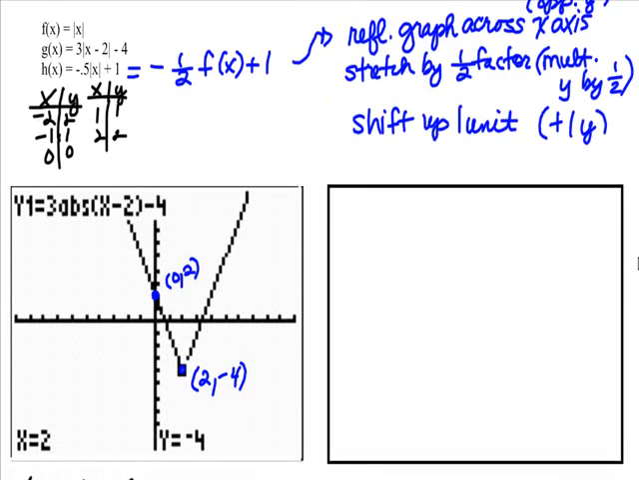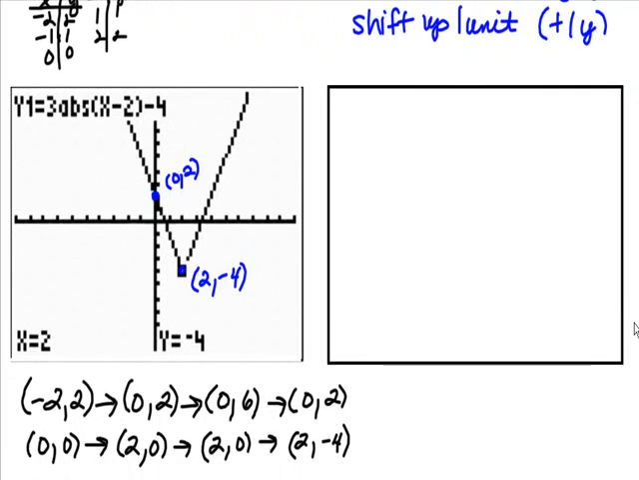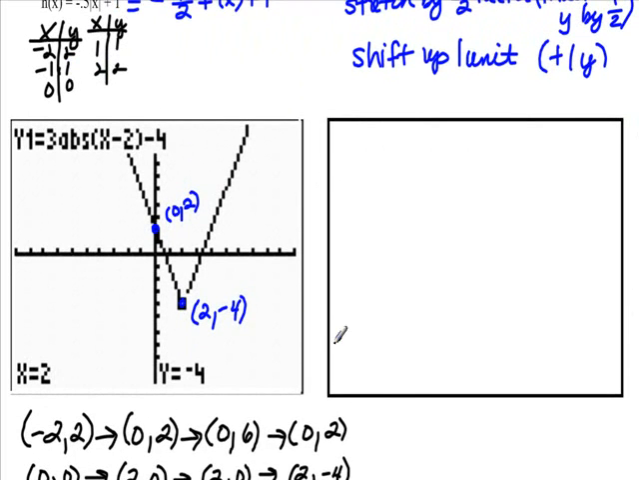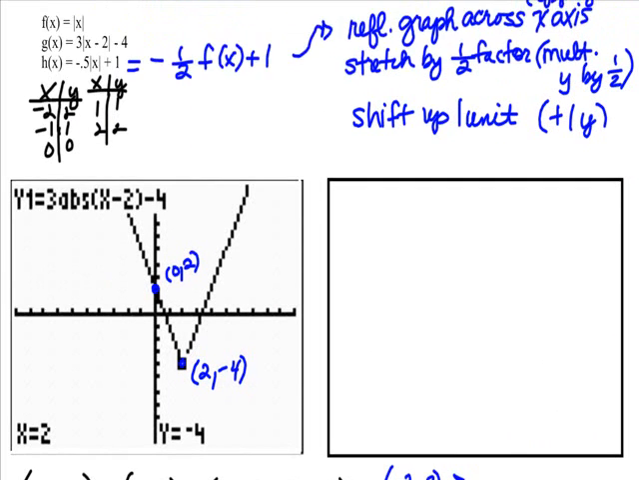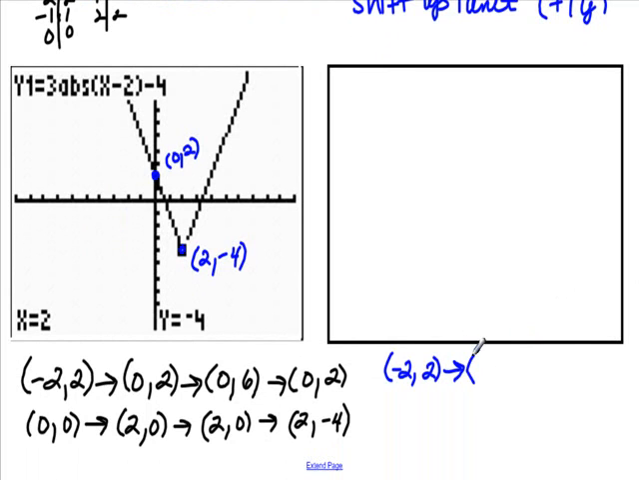So let's again take this through some transformations using a couple of these points. If we start with (-2, 2) and we reflect it across the x-axis, we're going to get (-2, -2). Then we have to multiply the y values by 1/2, so -2 times 1/2 would be -1. And then lastly, it's going to move up 1 to be (-2, 0).